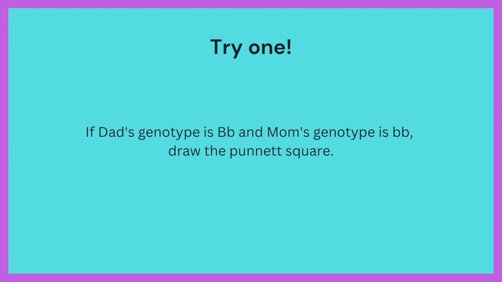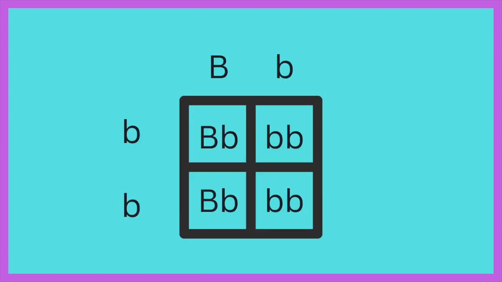So let's try one. If dad's genotype is large B and small b, and mom's genotype is two small b's, draw the Punnett square. Pause the video and try it by yourself. Great, the answer is this. The father's genotype, large B and small b, goes in the top row, and the mother's genotype, two small b's, goes in the column. And you match them with each other to complete the Punnett square.